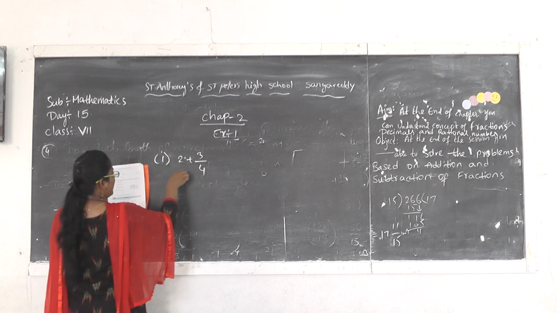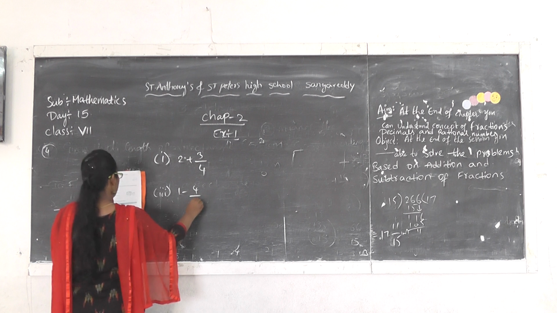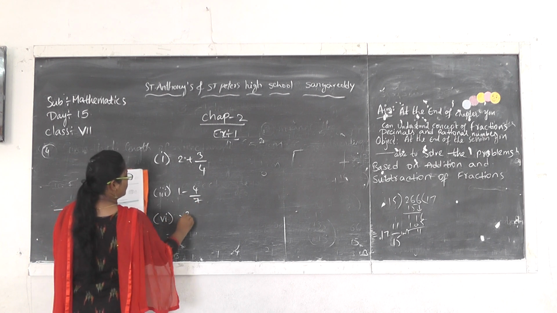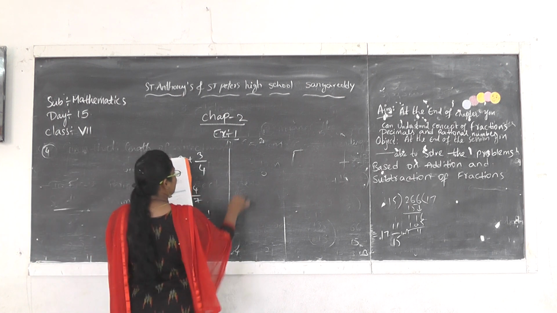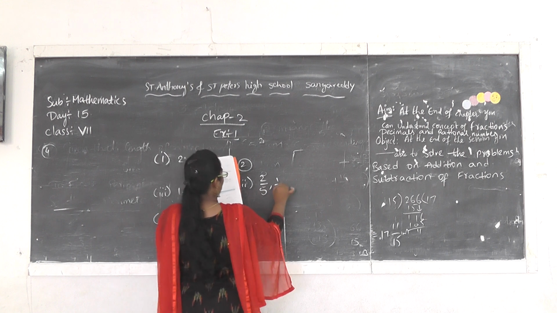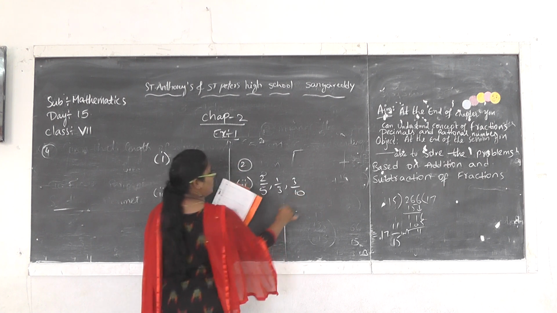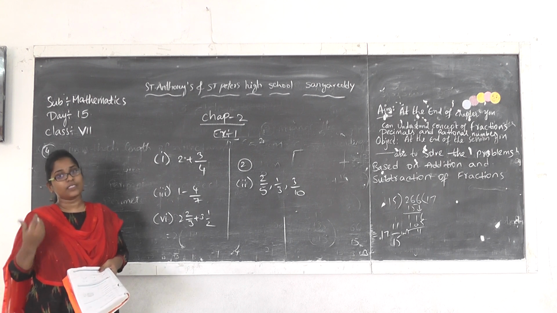In the first bit, the first one is 2 plus 3 by 4, the third one is 1 minus 4 by 7, and the sixth one is 2 by 3 plus 3 1/2. Solve these questions along with the second bit. Already I gave the questions: 2 by 5, 1 by 3, 3 by 10. So you have to solve this question. Okay, we will see the 5th, 6th, 7th problems in tomorrow's session.